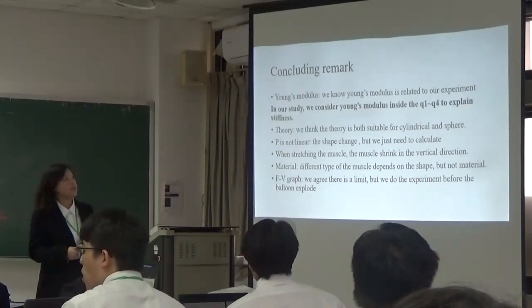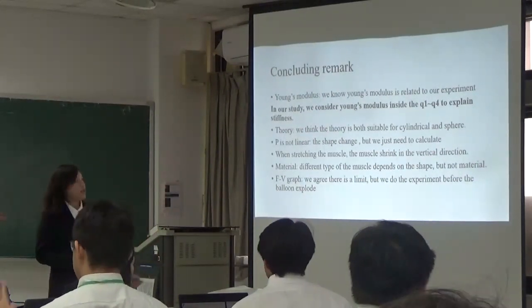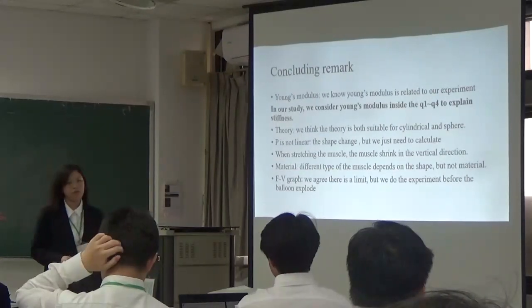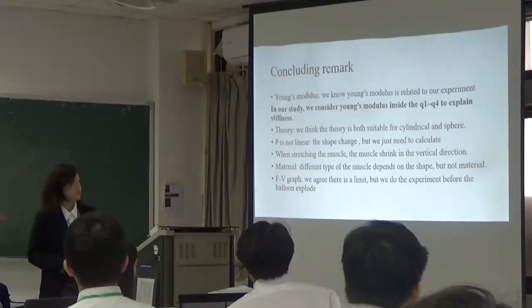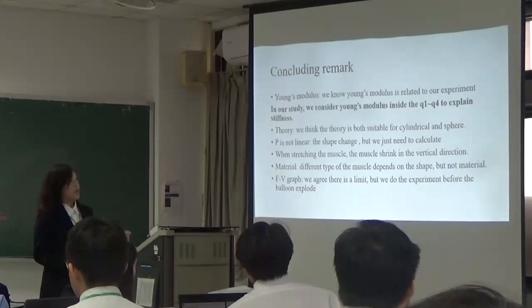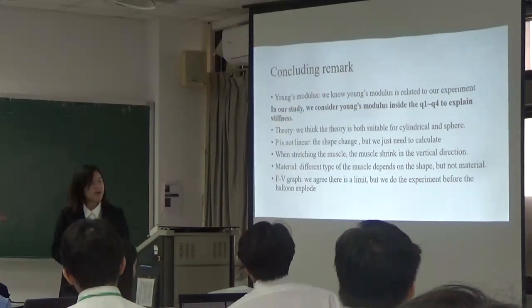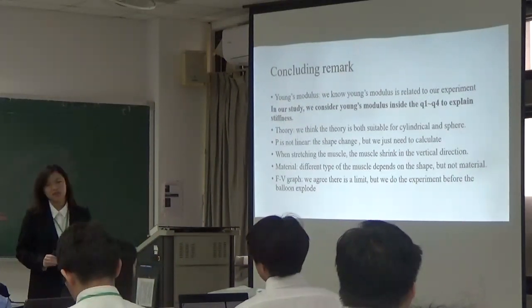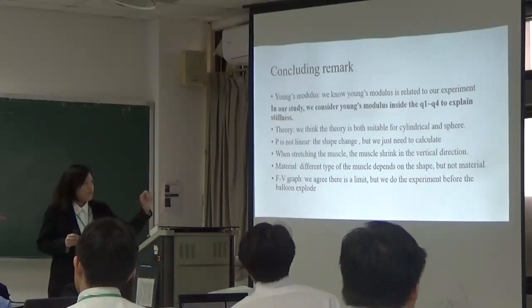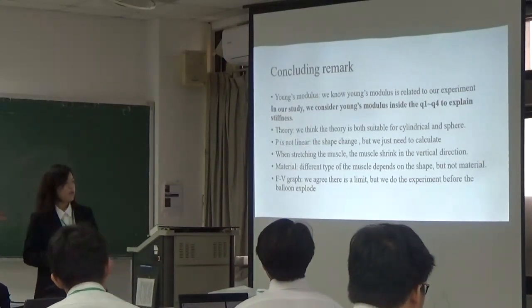In our setting, we consider Young's modulus inside the Q1 to Q4, which explains stiffness. We think the theory is most suitable for cylindrical and spherical balloons. P is not linear with the shape change, but we just need to calculate. When stretching, the muscles shrink in the vertical direction. Different types of muscle depend on the shape, but not the material. On the FV graph, we agree there is a limit, but we did the experiment before the balloon explodes.